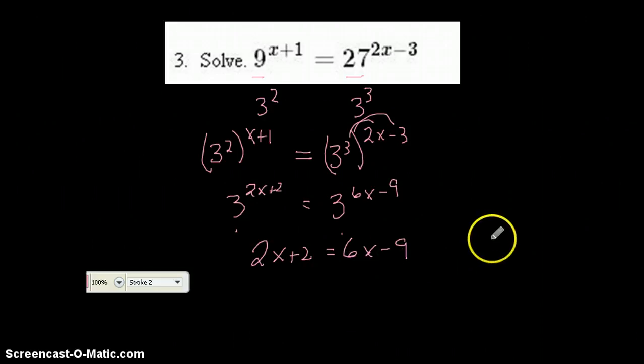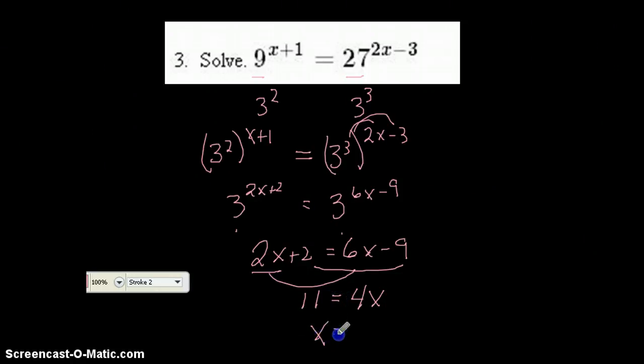And try to remember what I taught you: move the smallest one, subtract that. So that's going to be 4x. Now let's move that minus 9 over here and add it. That would be 11. So here we have x is equal to 11 over 4, or 2.75. That would be the answer to that. And the good news is you could plug it back in and check it on your calculator. I would do that when I'm done, because of the interest of time.